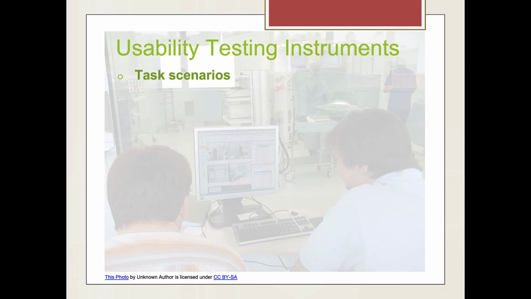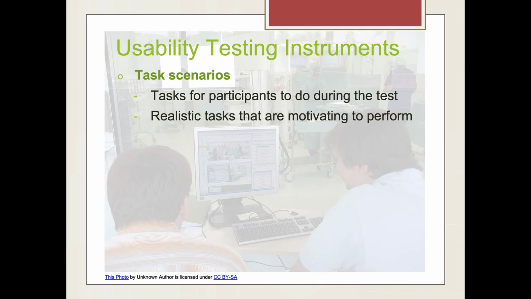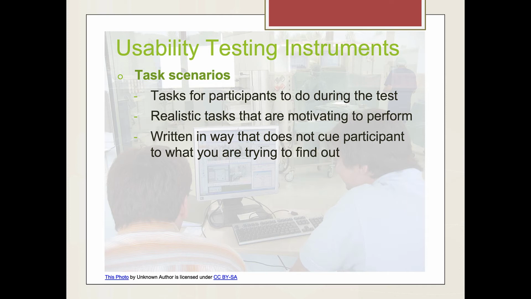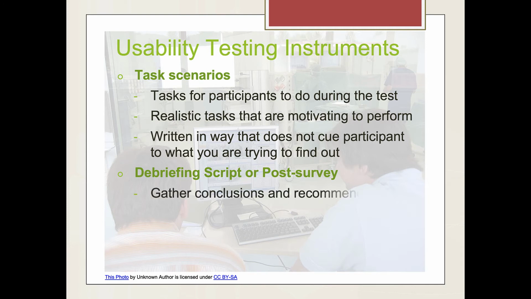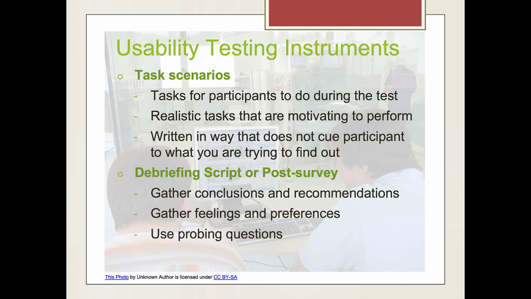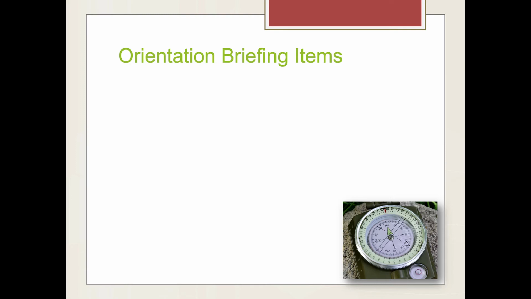Your task scenarios are the tasks for the participants to do during the test. These need to be realistic tasks that are motivating to perform. And they need to be written in a way that does not cue the participant to what you're trying to find out. Debriefing script or post-survey. Gather conclusions and recommendations. Gather feelings and preferences. Use probing questions. And ask anything else to help you answer the objectives. Orientation briefing items.